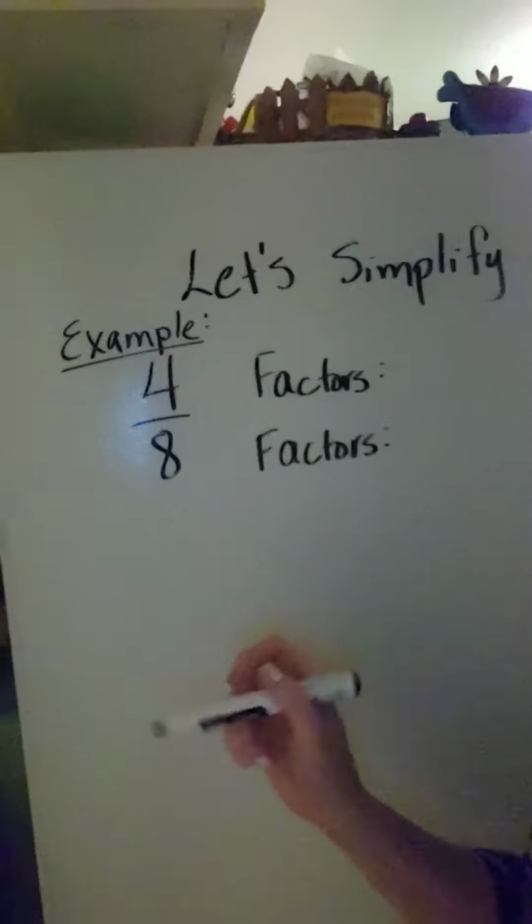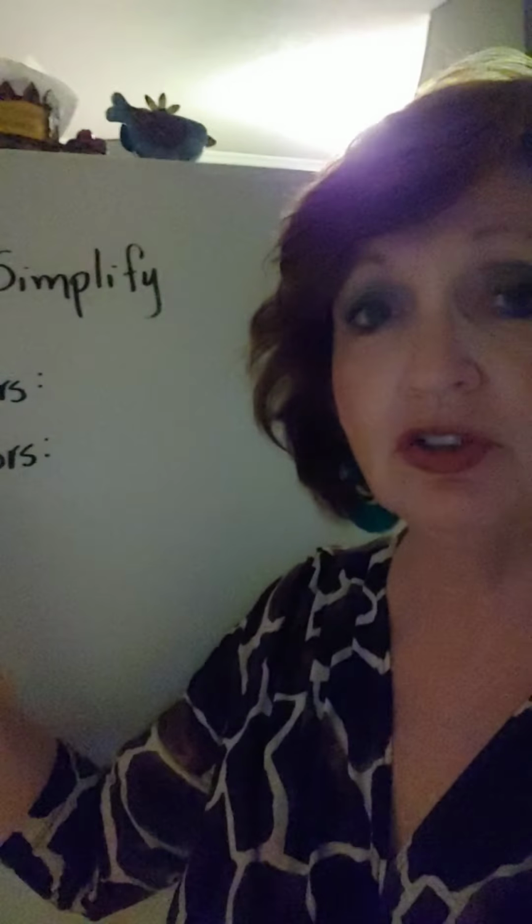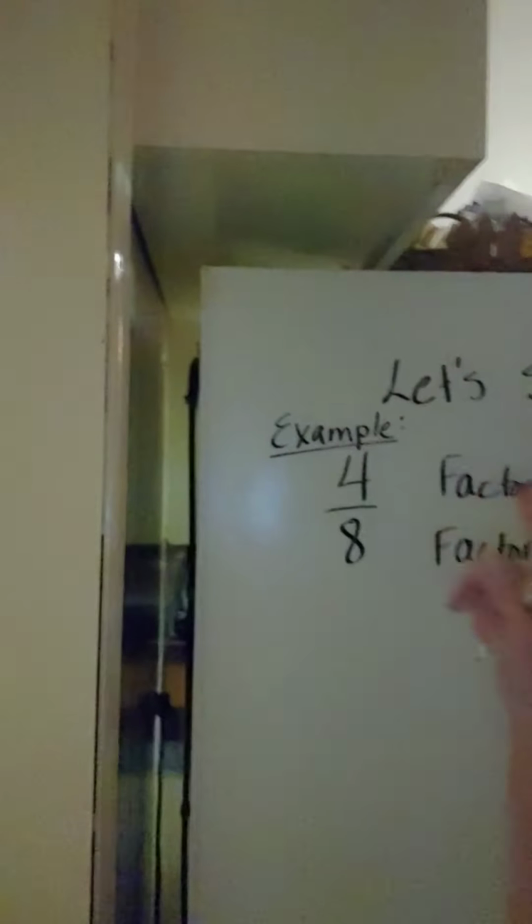You will notice on the Band app that I gave you an example as a review of how we have been simplifying fractions. That means we've been taking a fraction and finding the simplest way to express it in an equivalent form. So the example I gave you was 4/8. Step 1 is to find the factors for the numerator and the denominator. So let's begin with the numerator, which is the number 4.